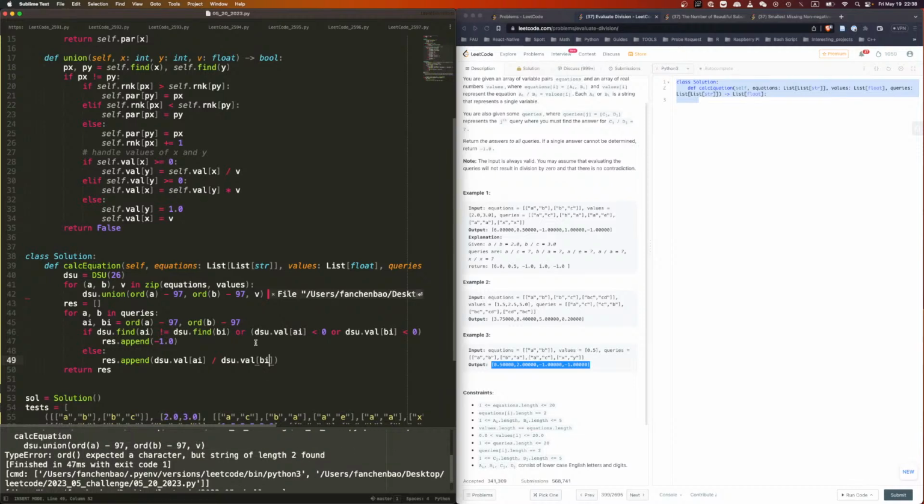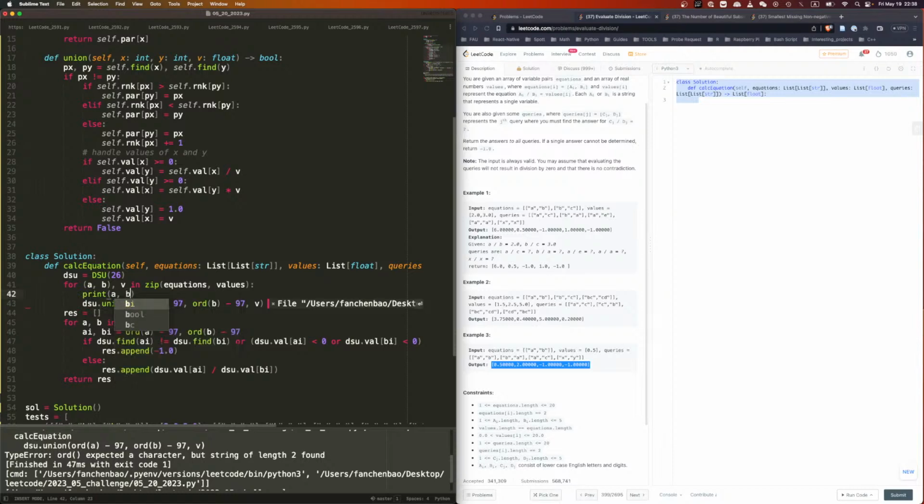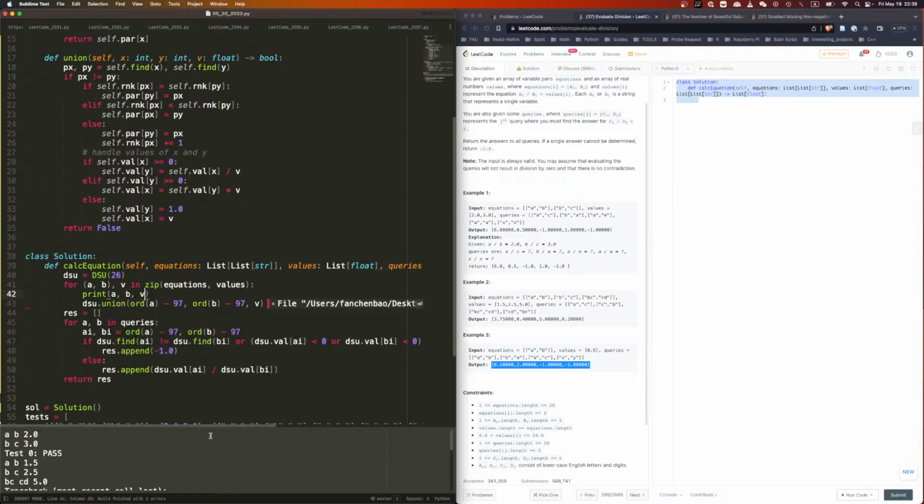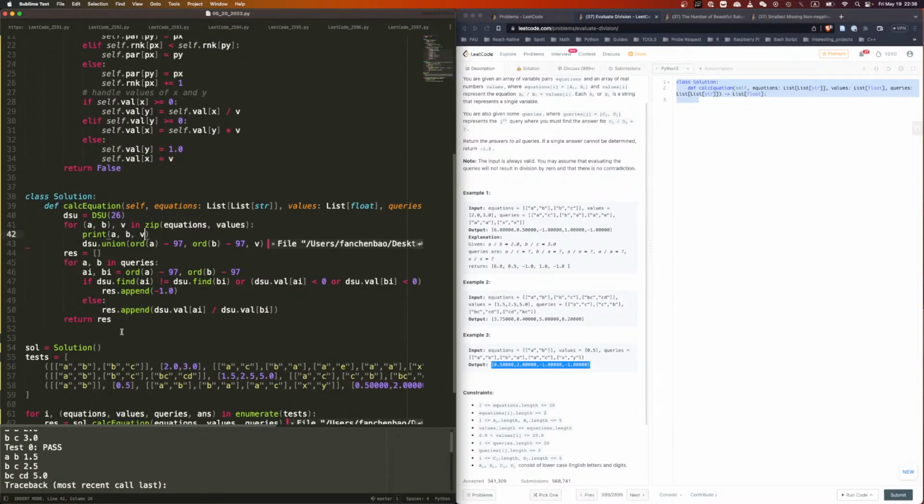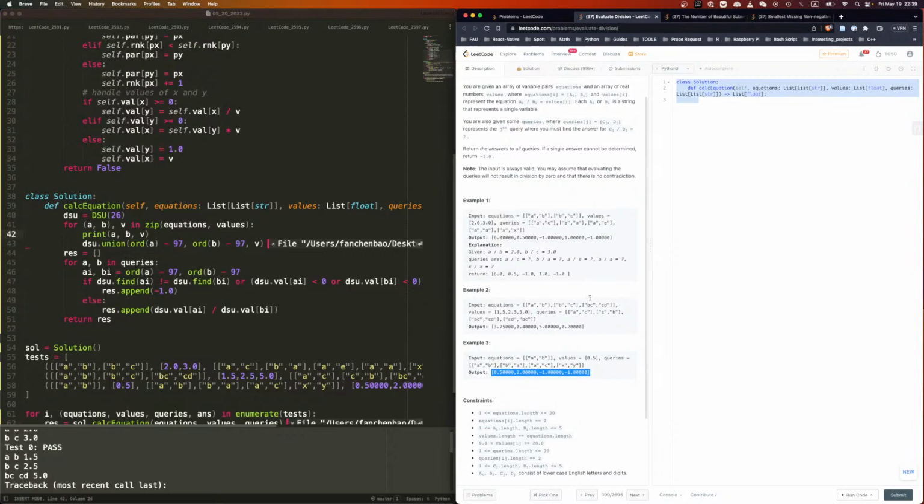Where ord expects a character, but a string of 2. Huh? Really? ABV. Oh, holy crap. B, C, and CD. Oopsie doozy. Did not see that coming.